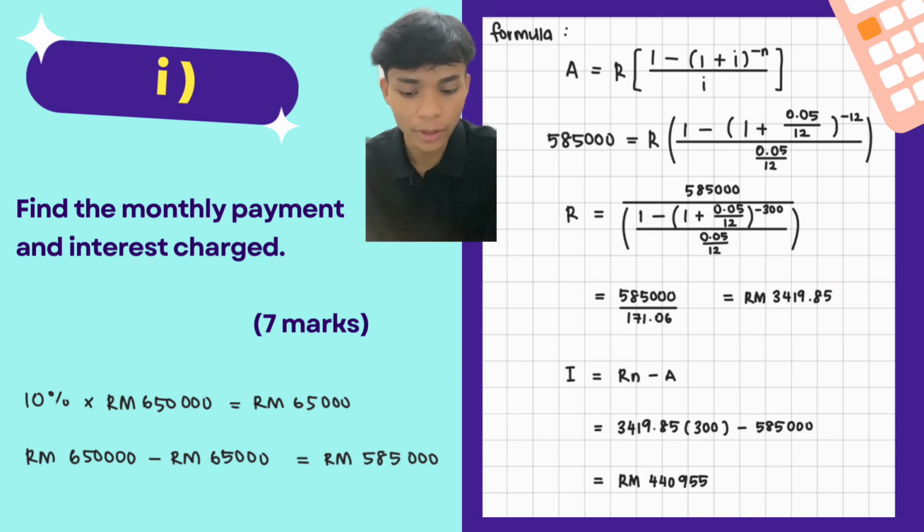So to find the total interest charge, we need to calculate the total payment made over 25 years. So then we subtract the loan amount from the total payment, and we get 440,955 ringgit. So the total interest charge over 25 years is 440,955.